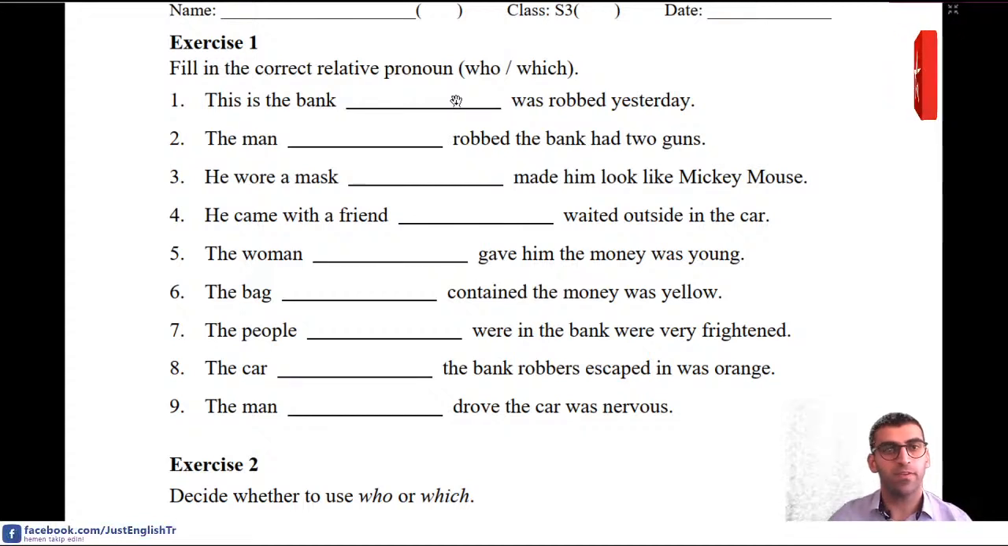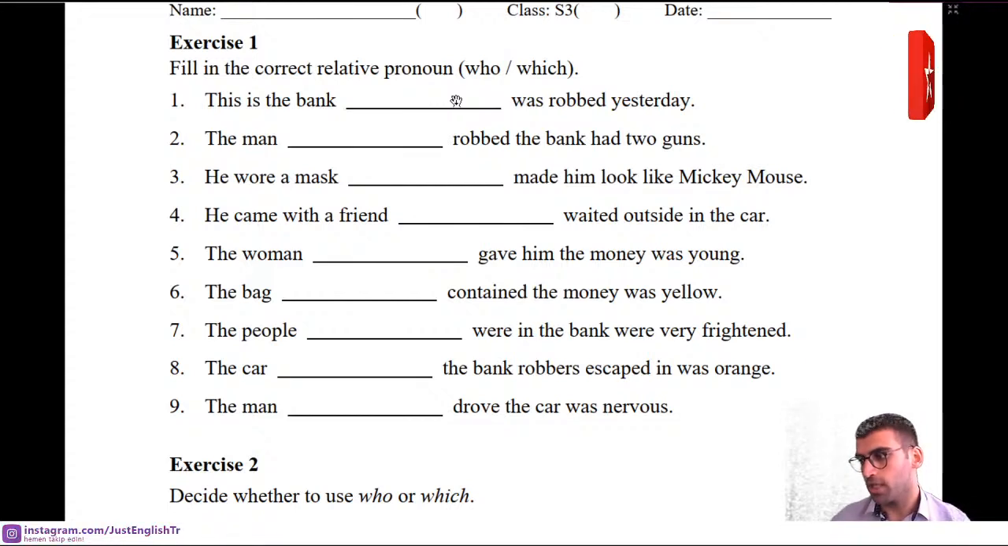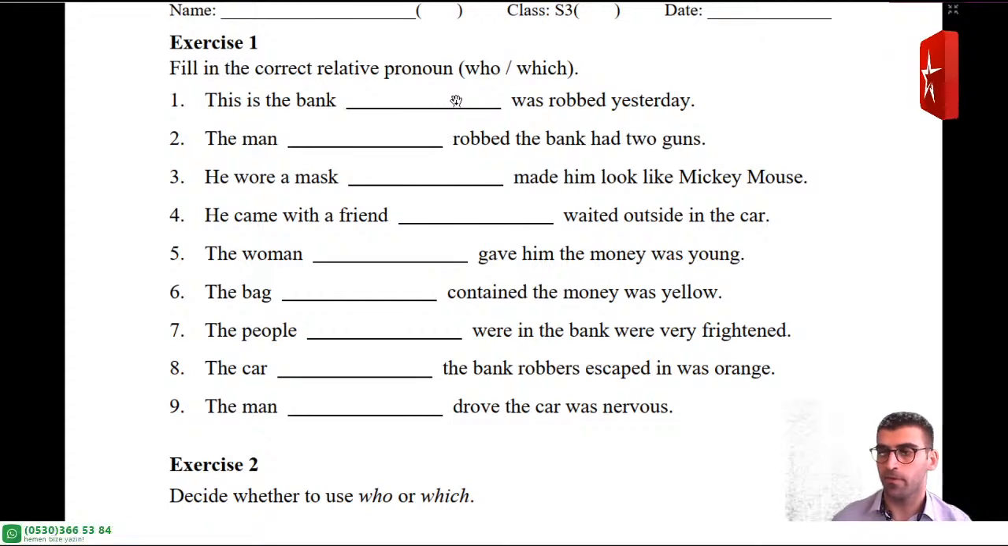Sila says number 3 is which. Yes, because a mask is something. That's why we use which. He wore a mask, which made him look like Mickey Mouse. Yes, which is a correct answer for number 3. Great, perfect. And let's continue with number 4.